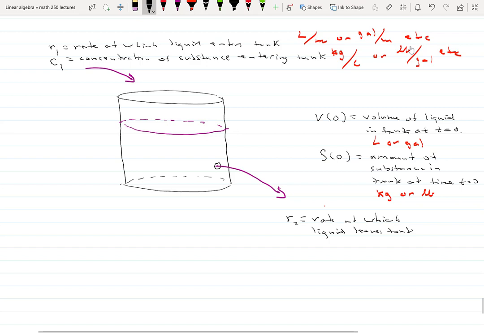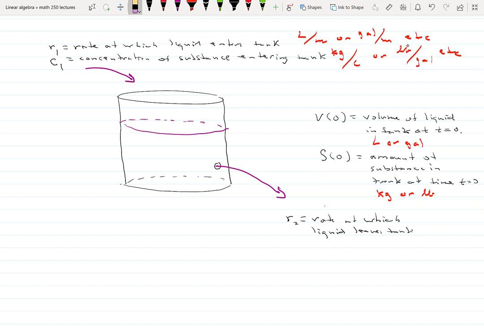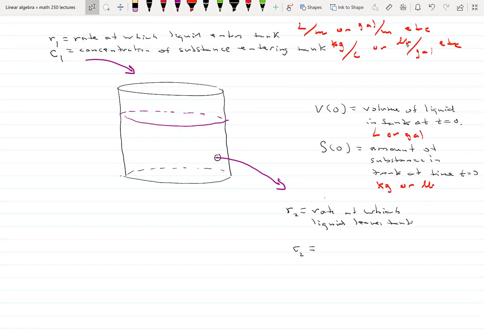The concentration of the substance leaving is a little more complicated. You see, the amount of substance that's in the tank at time t is not constant, because we have an initial concentration in the tank before we start pouring liquid in. But as soon as we start pouring liquid in, the concentration in the tank changes immediately. Okay, so the concentration leaving will be the amount of substance in the tank at time t.